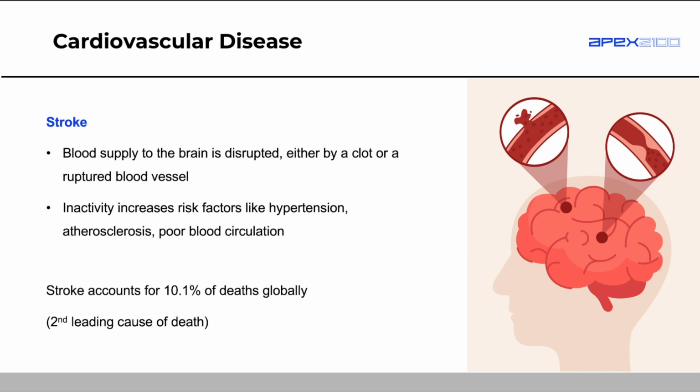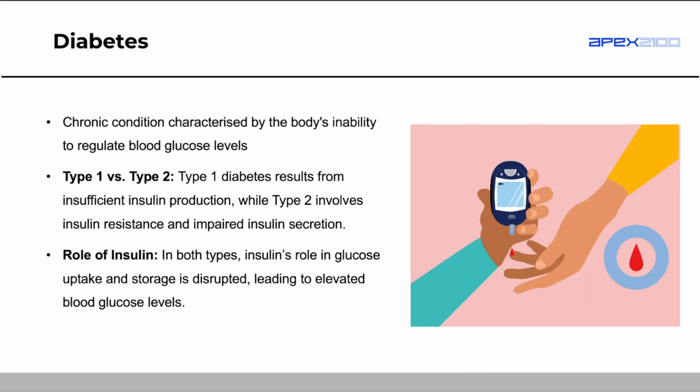You can have a stroke formed from a clot. So a clot stops the blood flowing through the vessel, and therefore that vessel cannot get any more oxygen. Or we have a rupture where the blood vessel sort of breaks open and the blood spills out, and we've got a bleed within the brain. So again, being inactive increases the risk factors for this condition. The risk factors being high blood pressure, atherosclerosis, which is the plaques forming and the clots forming, and poor blood circulation. Stroke accounts for 10.1% of deaths globally, and it's the second leading cause of death.